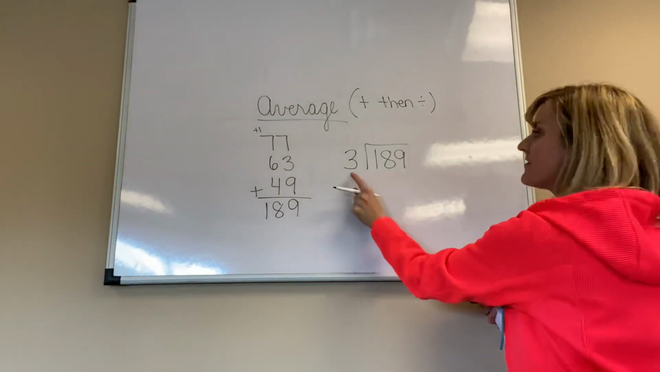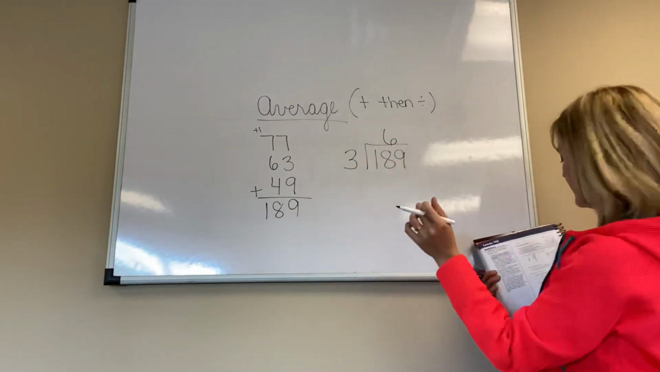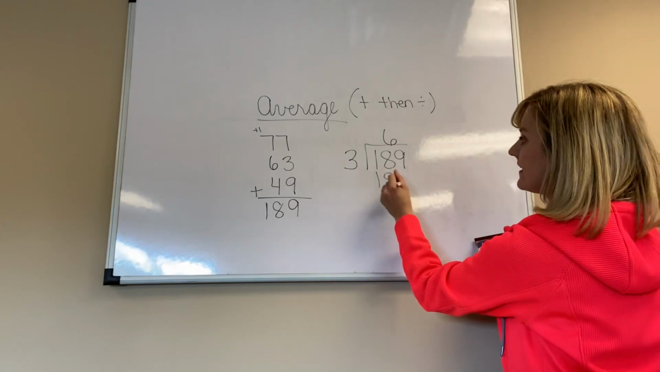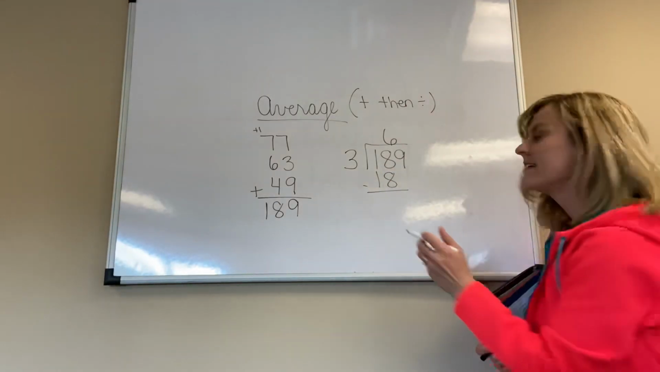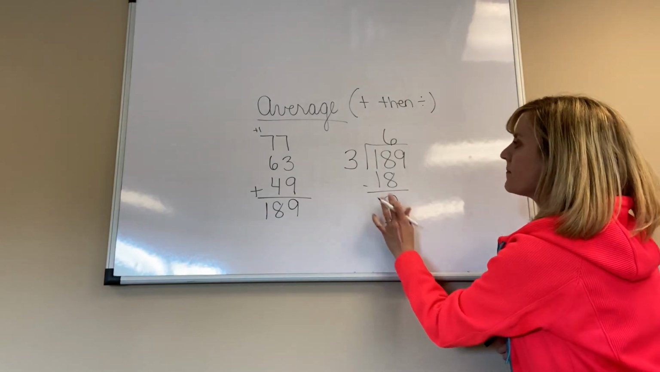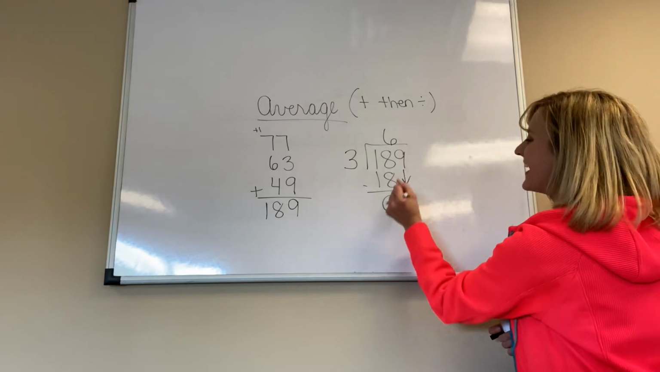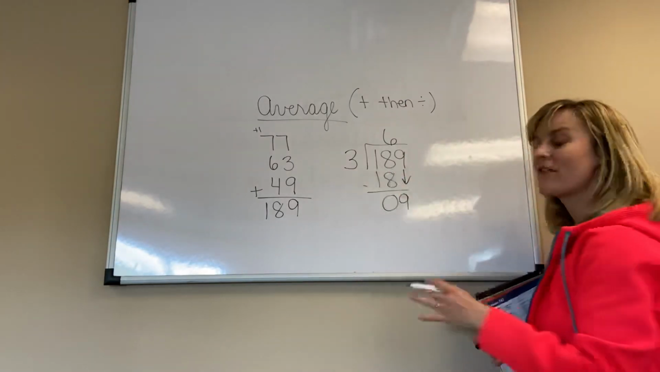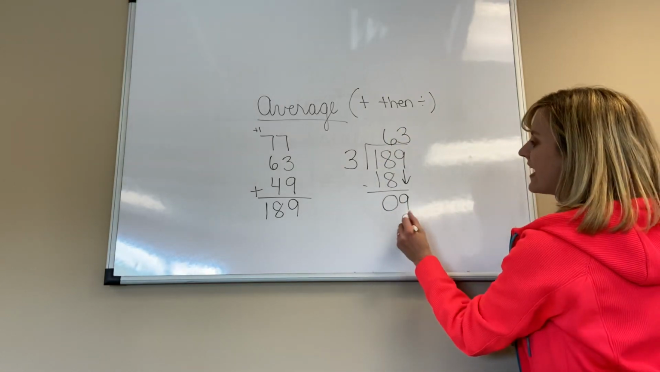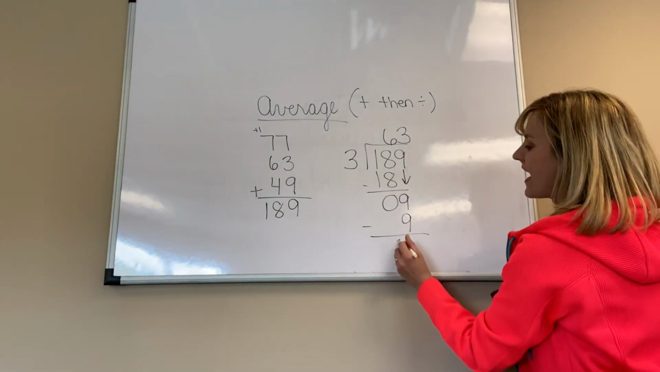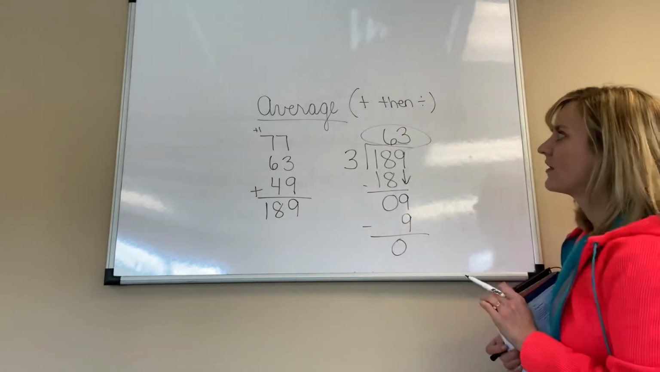Good. 18 divided by 3 is 6. 6 times 3 is 18. Okay, keep going. 18 minus 18, 0. Compare. We're good. What do we do next? We bring down the 9. Very good. 9 divided by 3, class, is 3. 3 times 3 is 9. Subtract.